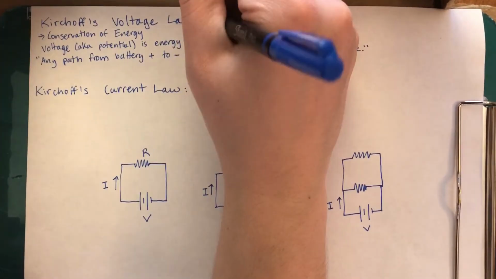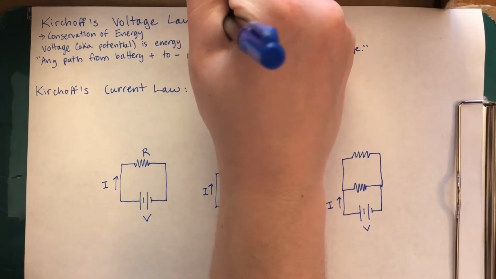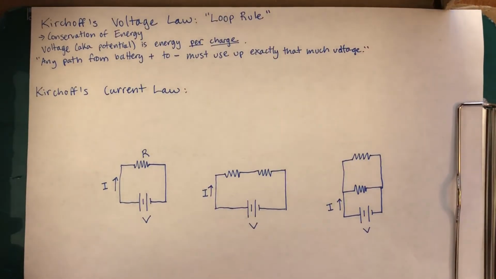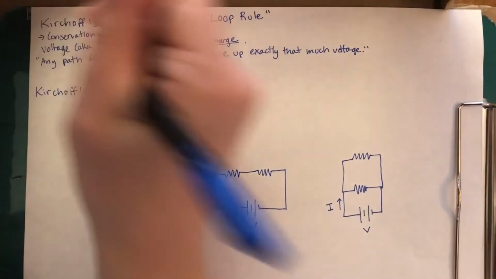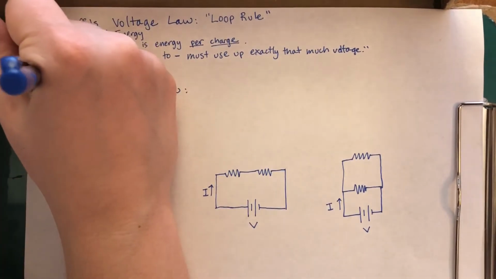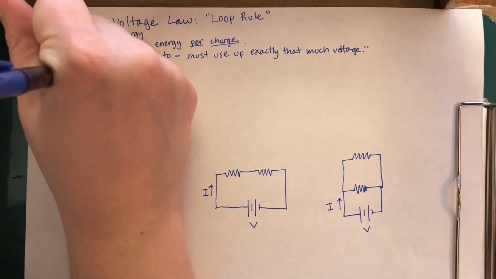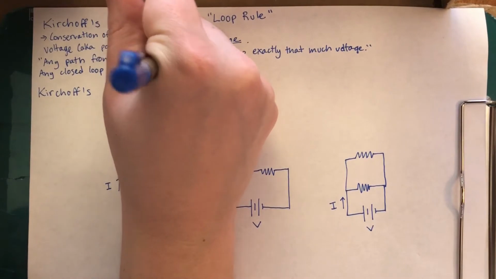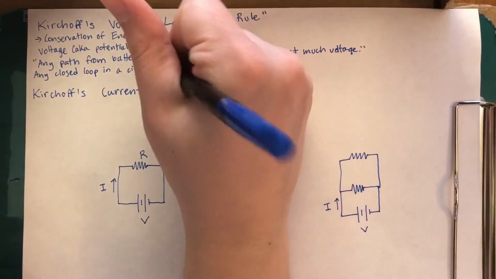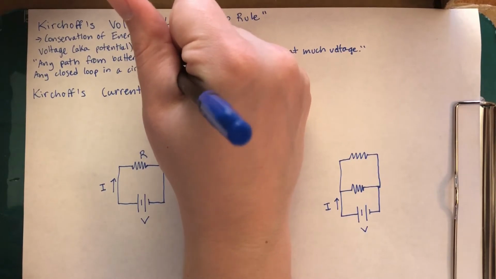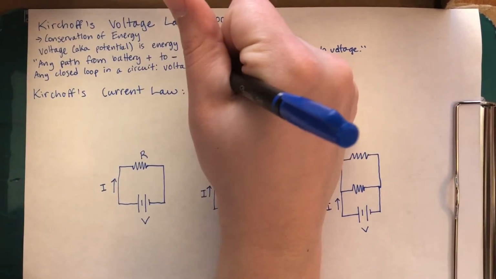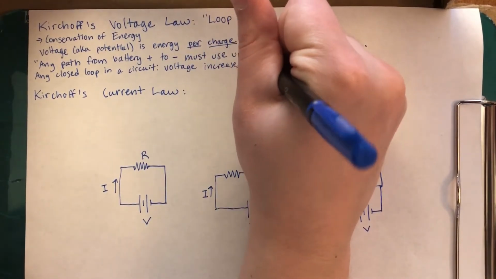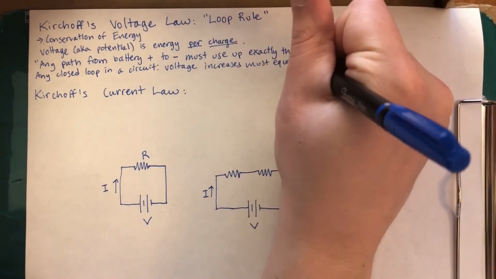Kirchhoff's voltage law is sometimes also called the loop rule, meaning as you travel around a loop, any closed loop in a circuit, the voltage gains or increases must equal the decreases.